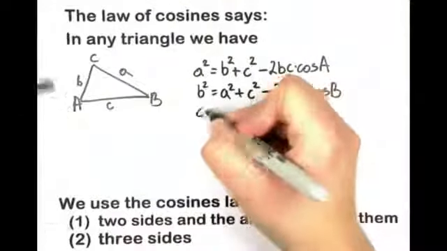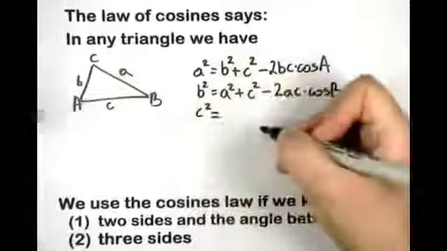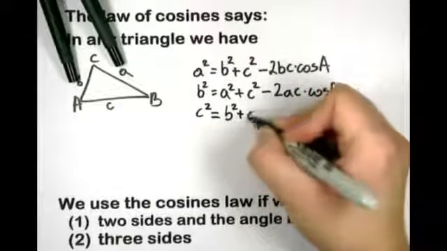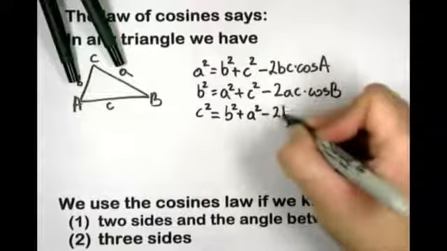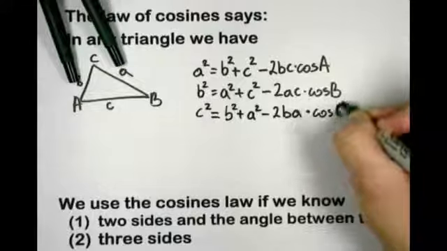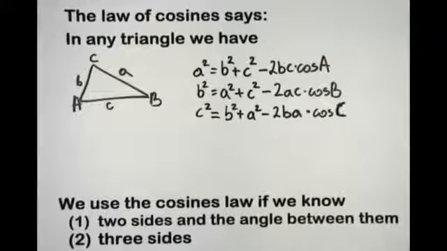And then we have the same for the side C squared: B squared plus A squared minus 2BA times the cos of the angle between them, C. And we use the cosine law if we know two sides and the angle between them, or if we know three sides.